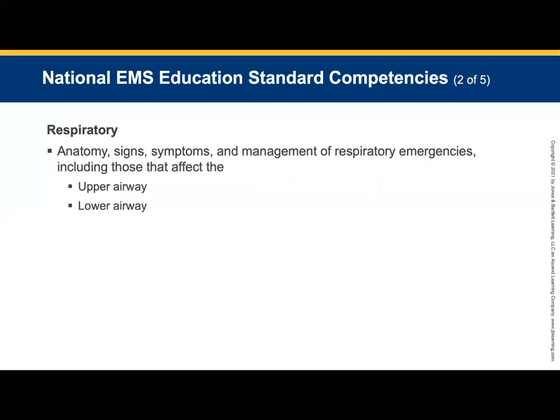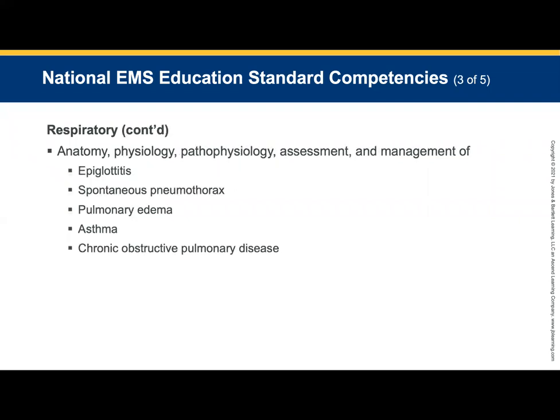We're going to go over the anatomy, signs and symptoms, and management of respiratory emergencies, including those that affect the upper airway and lower airway. We'll go over the physiology and pathophysiology, basically what to look for and how to recognize anything that has to do with epiglottitis, spontaneous pneumothorax, which we've talked about before, pulmonary edema, and we'll talk about asthma and chronic obstructive pulmonary disease.